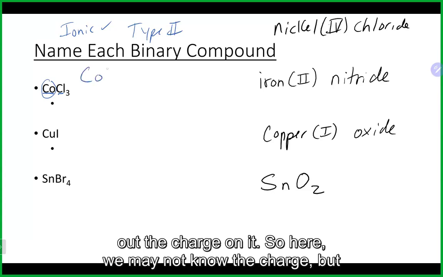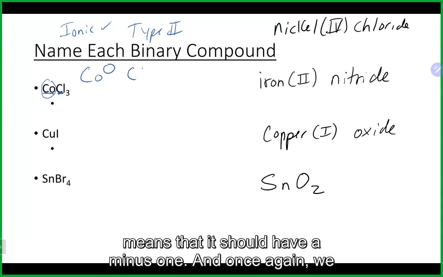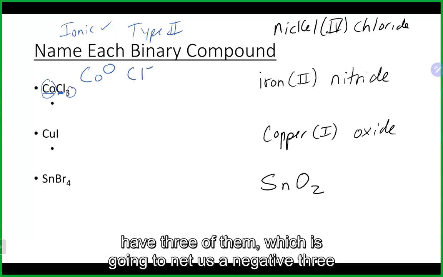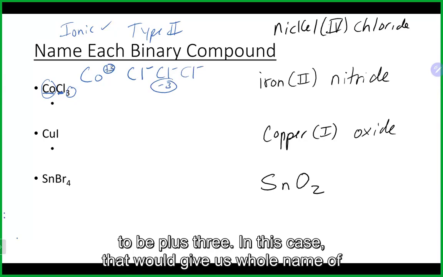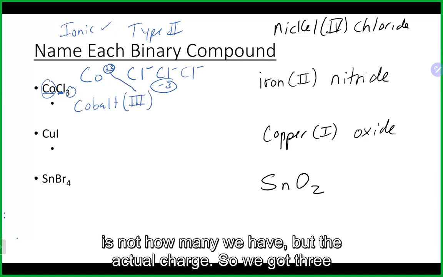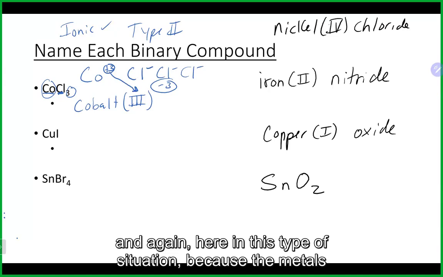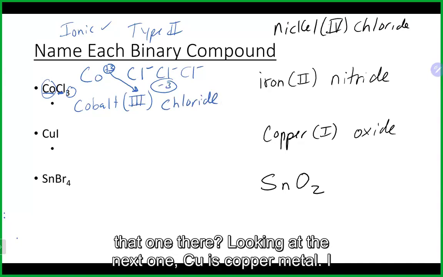So here we may not know the charge, but we should know the charge on the Cl, which is group 7. That means that it should have a -1. And once again, we have 3 of them, which is going to net us a -3 charge. So once again, to balance it out, our cobalt needs to be +3 in this case. That would give us the whole name of the metal, cobalt. Now we do need the Roman numeral, which again is not how many we have, but the actual charge. So we got 3. And again, in this type of situation, because a metal is involved, no prefixes, so just chloride at the end. Question on that one there.